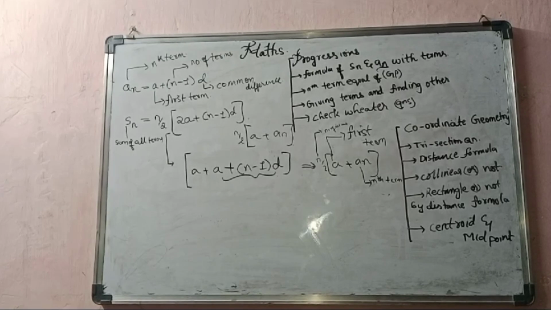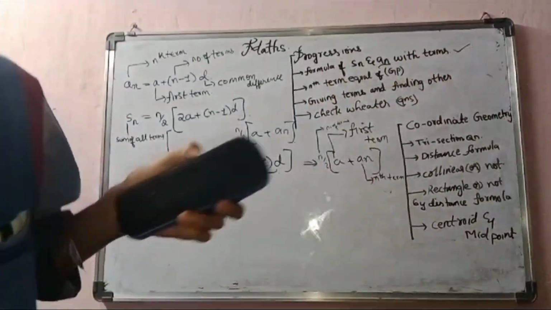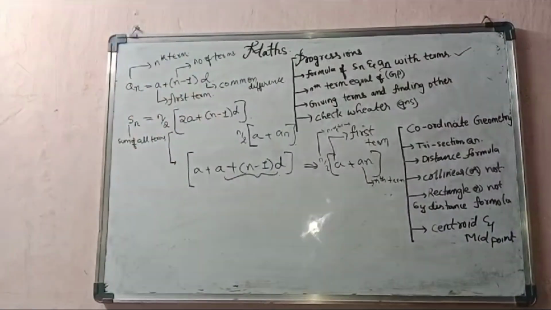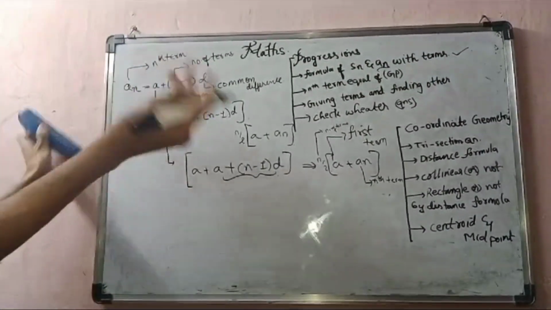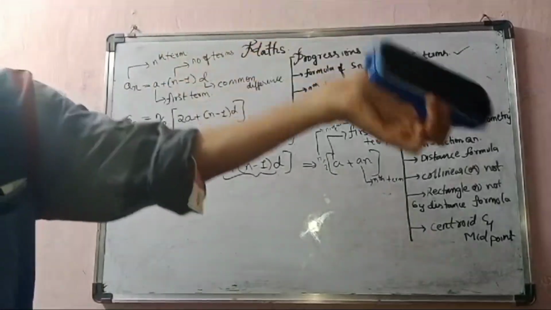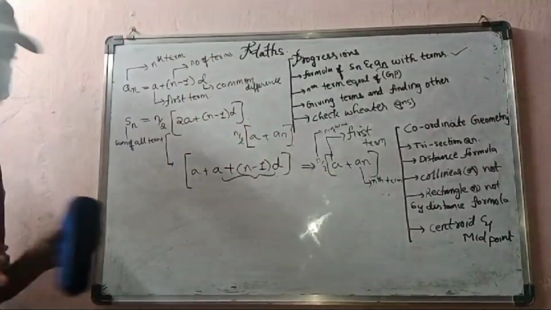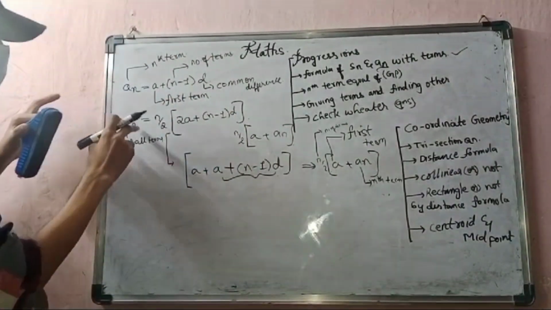Now after this is completed, how much time has passed from the start? 5 minutes. For this we have taken 5 minutes. So let us revise. An equals a plus n minus 1 into d. An is nothing but the nth term, meaning the last term of an AP, and a is the first term, n is the number of terms, and d is the common difference. Clear? That is the An formula.